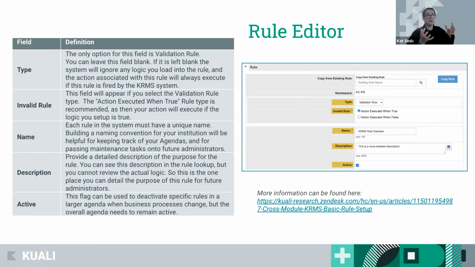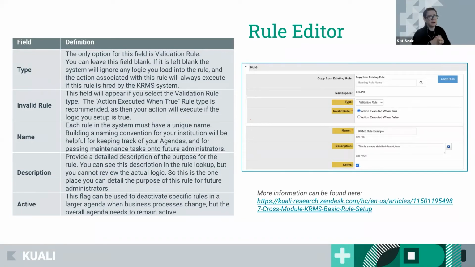Before you start adding the rule attributes, the system is going to ask you to identify the type of rule. There's only one option there, which is a validation rule. But once you select that validation rule, the system is going to ask how you want to execute this. Should it execute when your criteria are true, or should it execute when your criteria are false? You'll be able to indicate that.